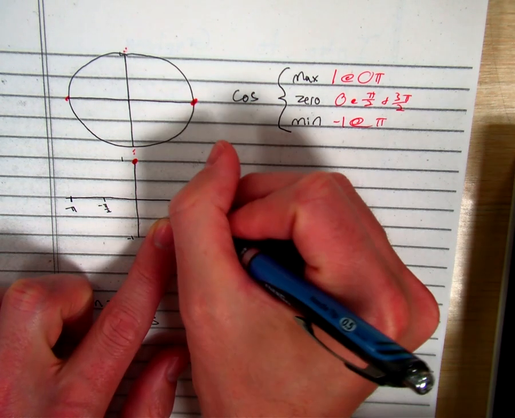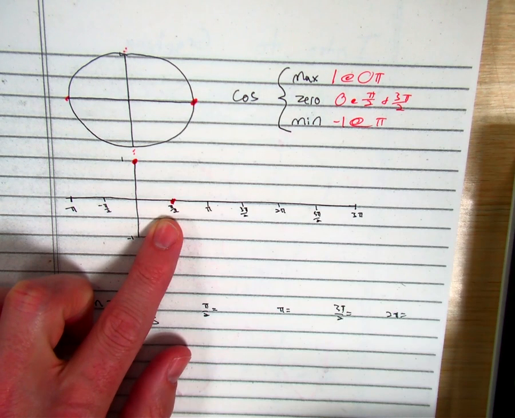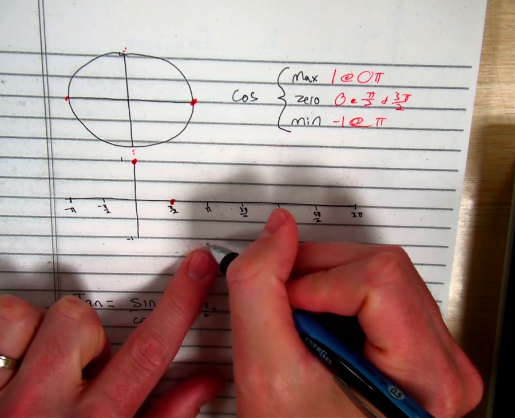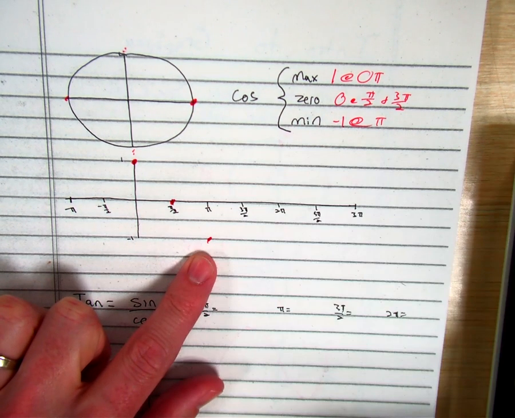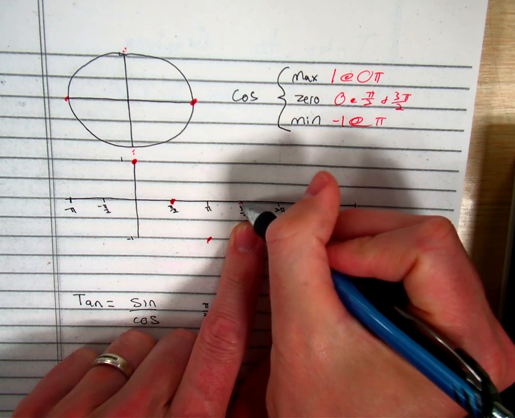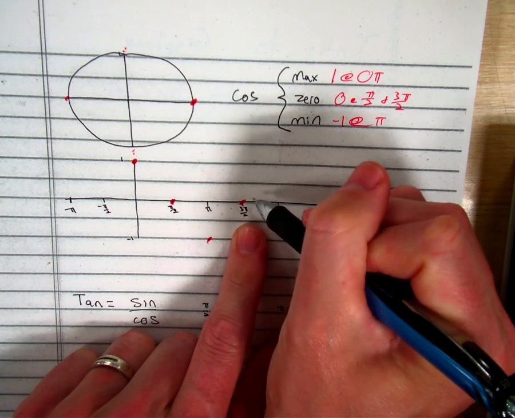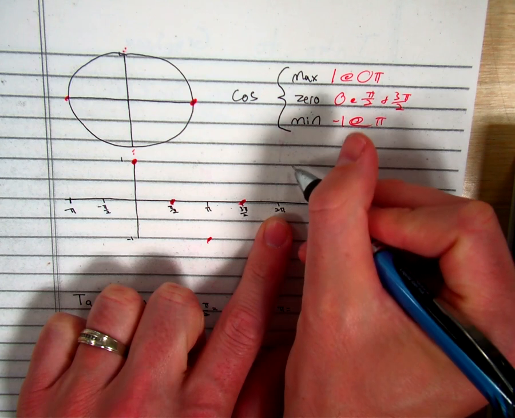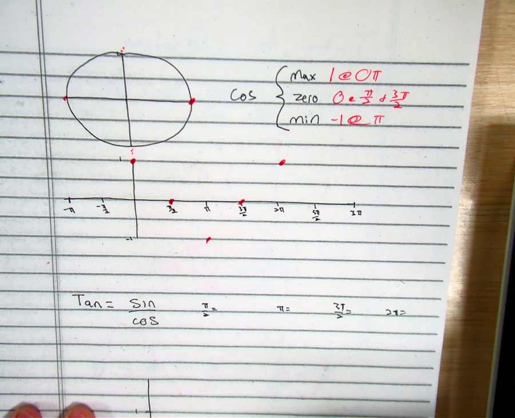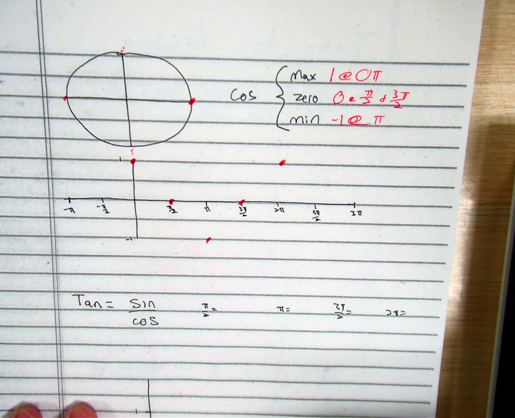Pi over 2, we're 0 on the way down. Pi, we're at negative 1. 3 pi over 2, we're 0 again, but now we're starting to come back up. And at 2 pi, which is the same as 0 pi, we're back to 1. And there's one full cycle or period.